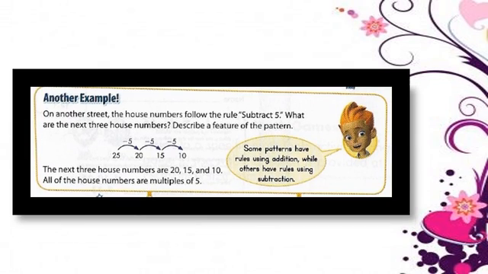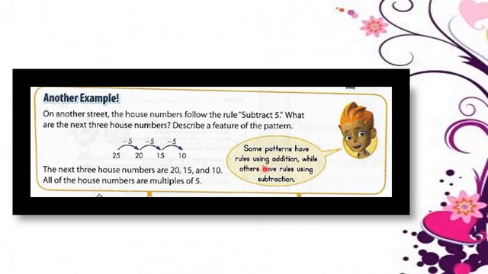Okay, another example. On another street, the house numbers follow the rule subtract 5. What are the next 3 house numbers? Describe a feature of the pattern. As you can see here, the numbers are being subtracted by 5. So 25 minus 5, it's 20. 20 minus 5, it's 15. Then 15 minus 5, it's 10.